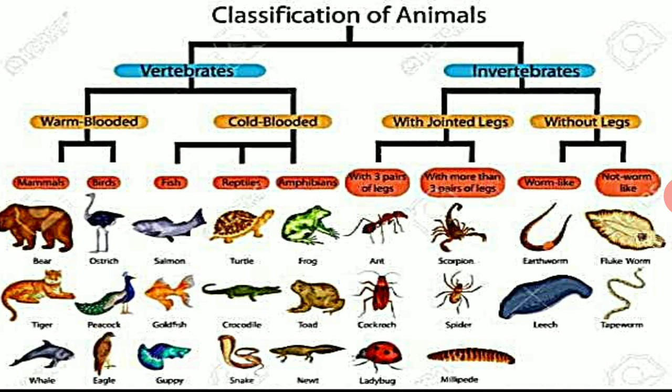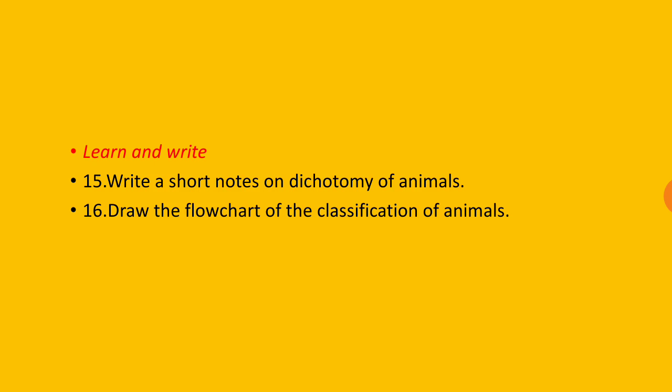And here your questions are: question number 15, write short notes on the dichotomy of animals. So you want to write about the dichotomy of animals. And the 16th one, draw the flowchart of the classification of animals. You do not need to draw diagrams of the animals in the flowchart. You are just going to write the types, and you also want to write examples for each and everything.